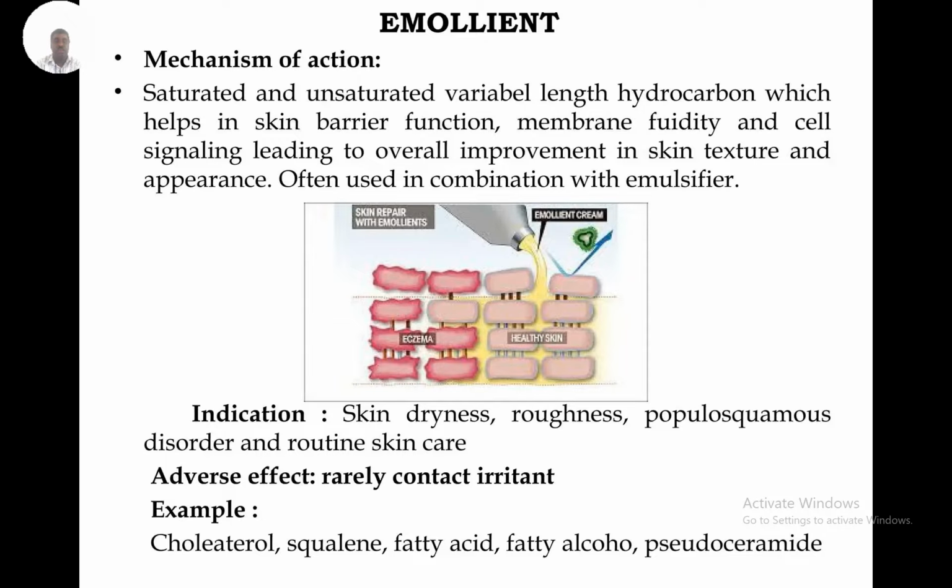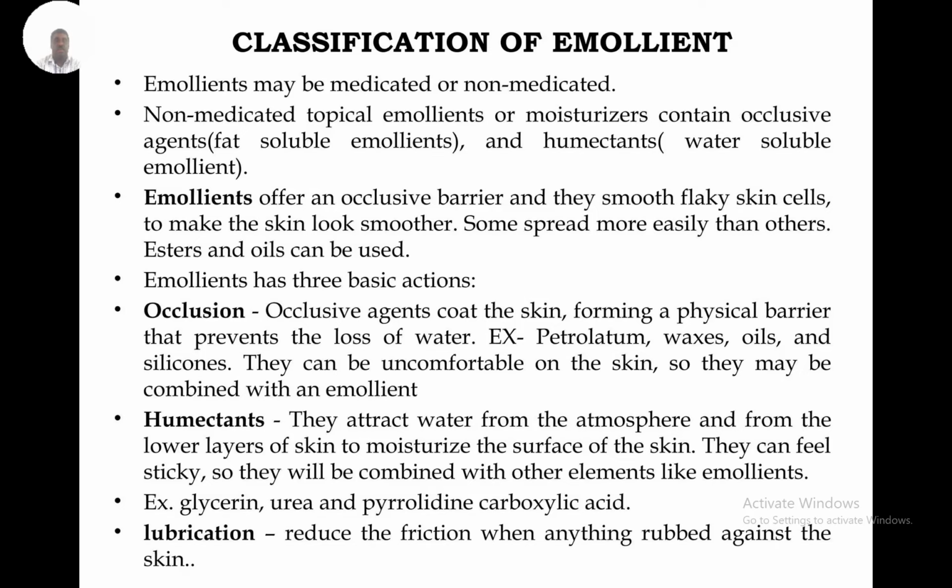Mechanisms of emollients: saturated and unsaturated variable length hydrocarbons help in skin barrier function, membrane fluidity, and cell signaling, leading to the overall improvement of skin texture and appearance. Indication: skin dryness, roughness, and routine skin care. Examples: cholesterol, squalene, fatty acid, fatty alcohol, and ceramide.